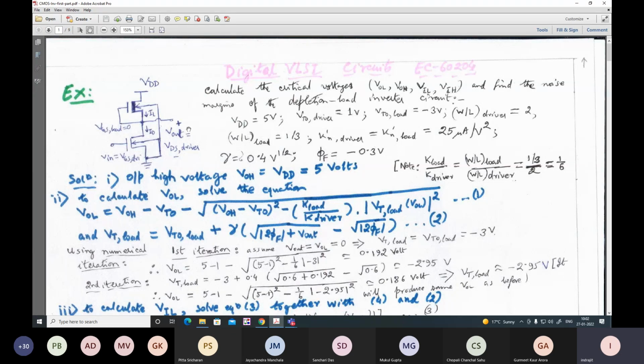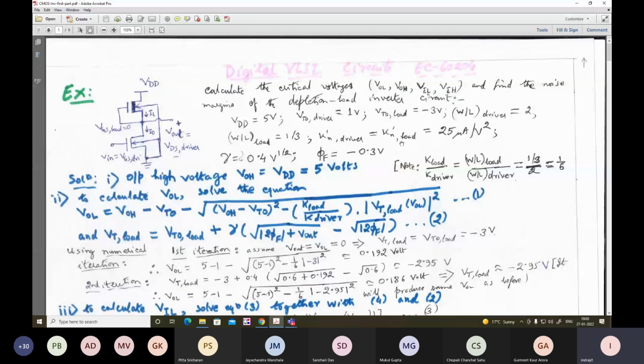Power supply equals 5 volt, and the zero bias threshold voltage of the driver transistor is 1 volt. The zero bias threshold voltage of the load transistor is minus 3 volt, because these are depletion NMOS transistors. The aspect ratio of the driver is 2, whereas that of the load is 1/3. As you can notice, this being a mere load, its width to length ratio is kept much lower than that of the driver, so that it cannot unduly interfere in the operation of the driver.